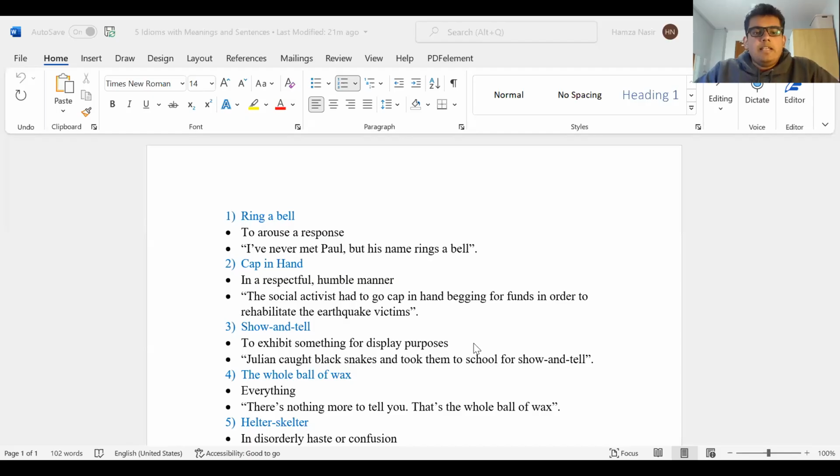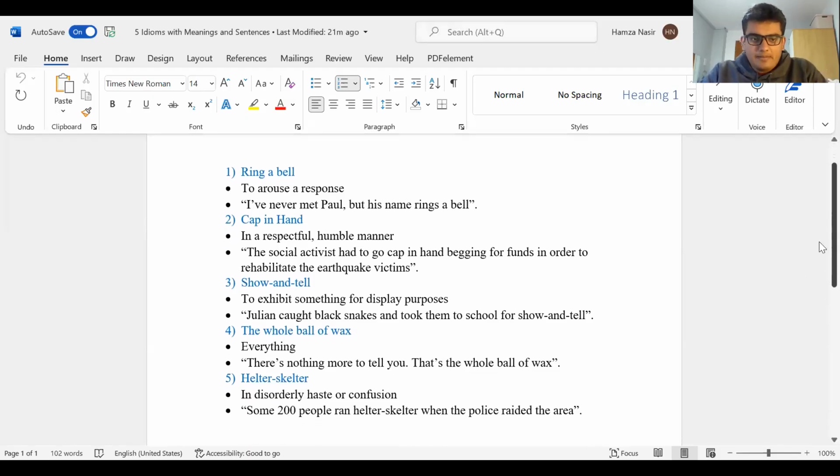Next up, we move on to the final component of today's agenda. That is our 5 idioms with meanings and sentences. The first idiom I have for you, ladies and gentlemen, today is to ring a bell. Ring a bell basically means to arouse a response, right? I've never met Paul, but his name rings a bell. So ring a bell means to arouse a response.